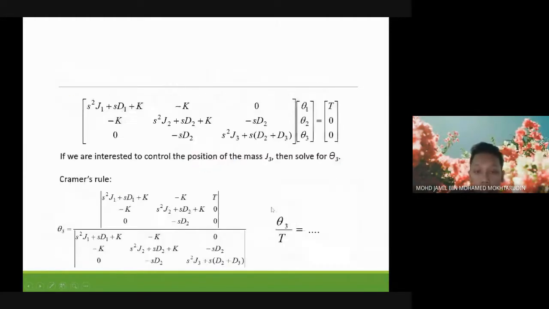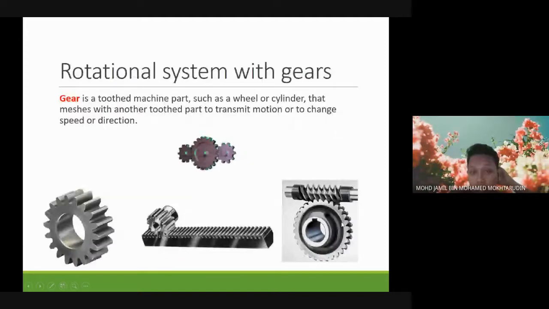Okay, so that's it for rotational motion without gears. It should be similar to linear motion, except that it uses torque. Okay, so now let's look at rotational systems with gears. Any questions about the previous topic? Don't be shy to ask. Okay, maybe I was too fast.